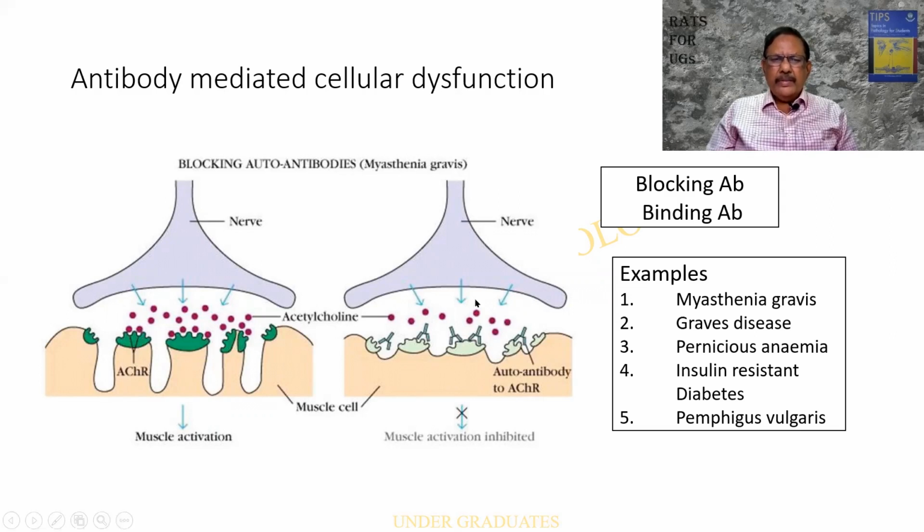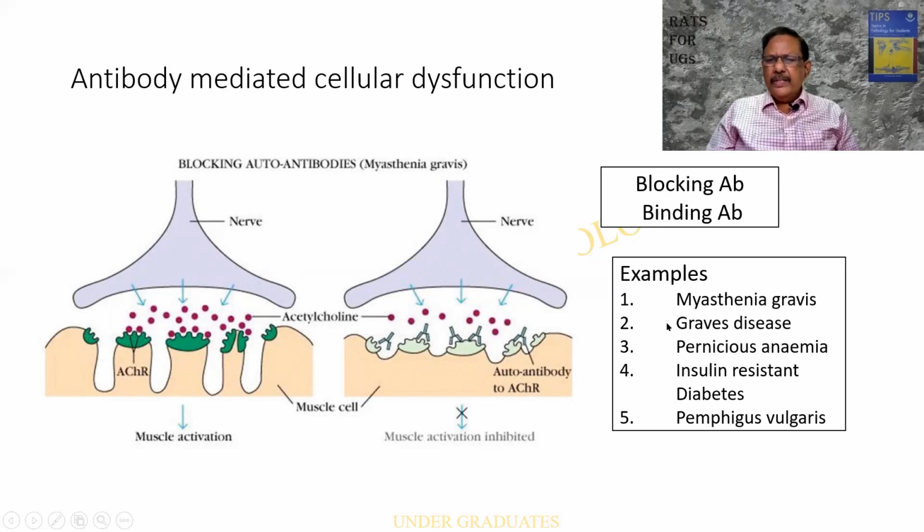But in some cases, you find that there can be antibodies against the acetylcholine or antibodies against the receptors. So I used to call them blocking antibodies or binding antibodies. Anyone can be present. And what will happen is there will be a destruction of the acetylcholine itself or the receptors, as a result of which the nerve conduction is not transmitted to the muscle. Therefore, there is a flaccidity and a weakness of the muscles. This is typically the pathogenesis of myasthenia gravis.